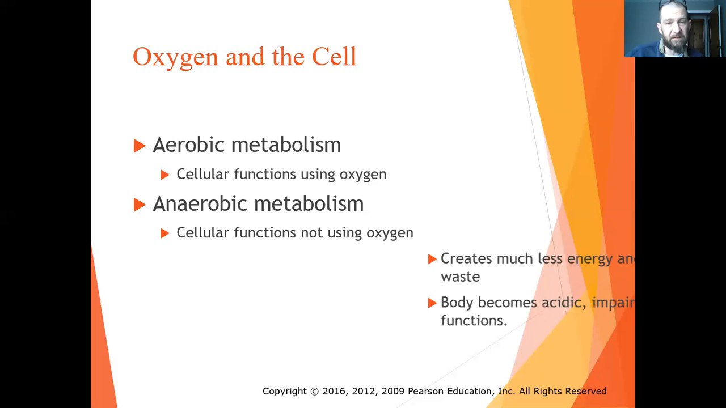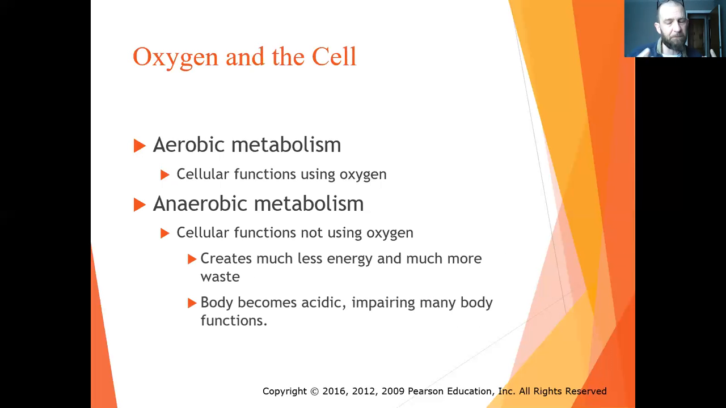Now, a result of this, as we know, is it makes much less energy, and it makes a lot more waste, a lot more carbon dioxide, a lot more lactic acid. And this is a problem. We have too many waste products being made. The blood and the body become acidic, and it impairs functions. One of the bigger functions that it impairs is red blood cells' ability to carry oxygen. Red blood cells do not like an acidic environment. It affects the hemoglobin, which is the part of the red blood cell that actually carries the oxygen.